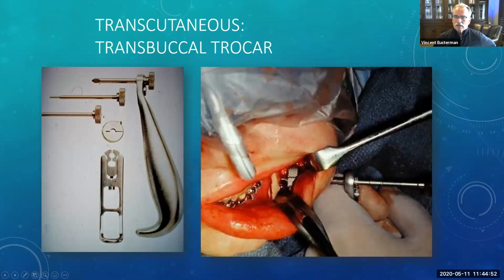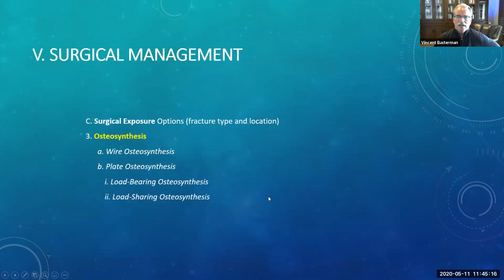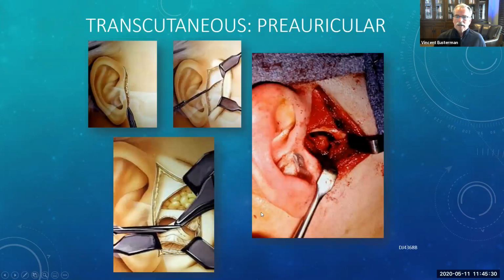Transbuccal trocars: when your instrumentation angle is poor, inserting a transbuccal trocar is an ideal way to treat these areas. You want to make sure that your plates are not off the edge of the inferior border, and that happens. Okay, as far as osteosynthesis goes, there's wire osteosynthesis that we've talked about and plate osteosynthesis. The issue comes down to load bearing and load sharing, and I'm going to talk about that in a minute.